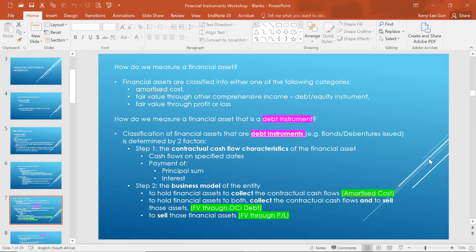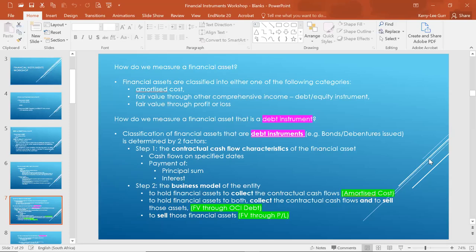Then looking at our measurement of a financial asset in particular. So as you can see, what we first started off with is we want to ascertain, do we have a debt instrument or do we have an equity instrument? After we've been able to determine that, we then want to move forward and say, well, do we have a financial asset or a financial liability? After we've done that, we then need to further move forward into how we're actually going to go about performing the measurement thereof.